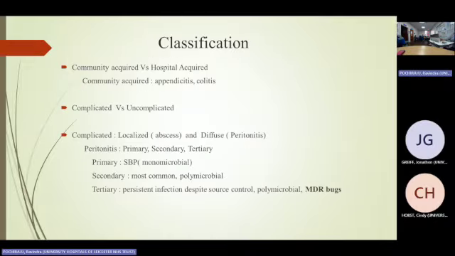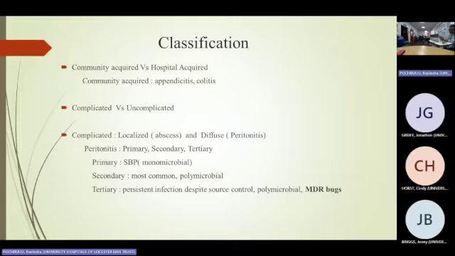So, classification. Two ways to classify it: community acquired versus hospital acquired. Community acquired is someone presenting to ED with abdominal pain, who has a degree of colitis or appendicitis. Simple, so antibiotics, an operation if need be, or just antibiotics would suffice. Hospital acquired is something that develops in the hospital, like someone who's had an elective operation and then has had an anastomotic leak, for example, and then they develop sepsis.